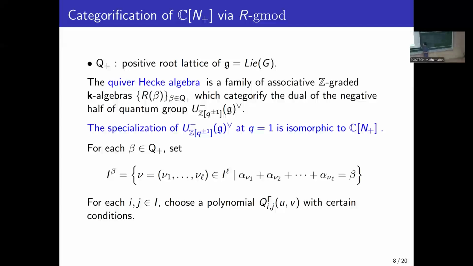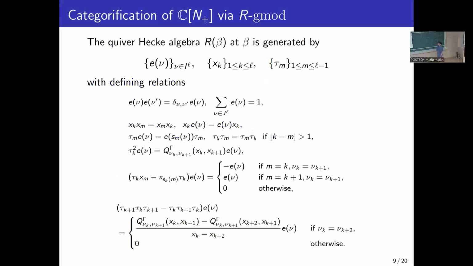And we need one more. For each pair of positive roots alpha i and alpha j, for example, we can choose a polynomial. So Q gamma ij uv denotes some polynomial. You do not need to care about it. We need to choose some polynomial with a certain condition to define our algebra. So this is the definition of the quiver Hecke algebra.